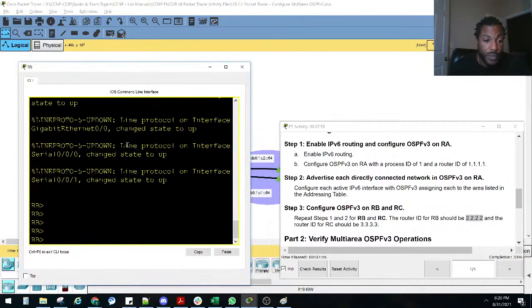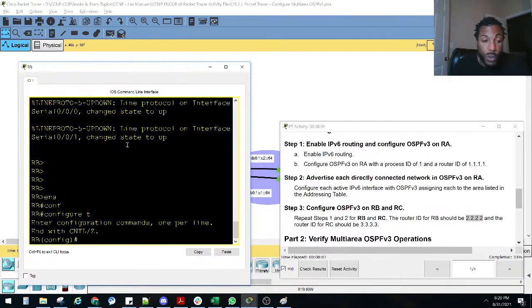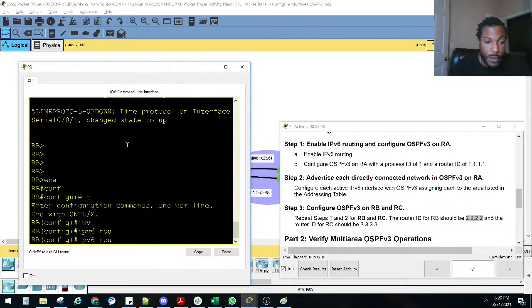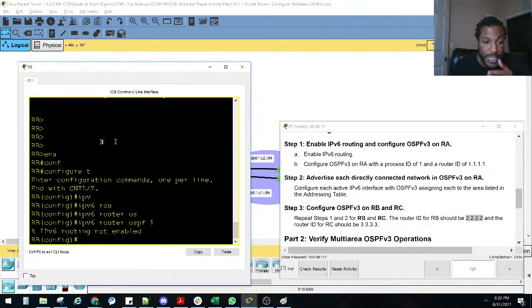And I want to show y'all something. Watch this. When I just go and turn on, let's go to enable mode. Let's go to global config mode. And then let's just try to turn on OSPF. IPv6 router OSPF, and then put in 1. Boom, it says here, IPv6 routing is not enabled.